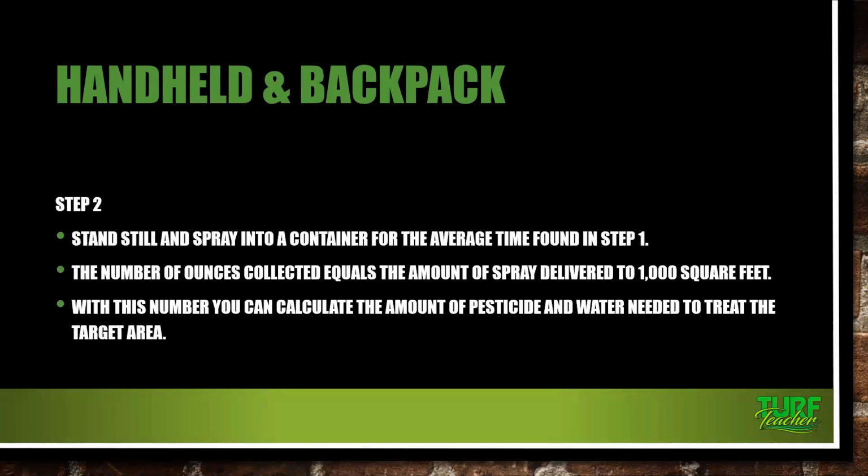Step 2, stand still and spray into a container the average time found in step 1. The number of ounces collected equals the amount of spray delivered to 1,000 square feet. With this number, you can calculate the amount of pesticide and water needed to treat the target area.